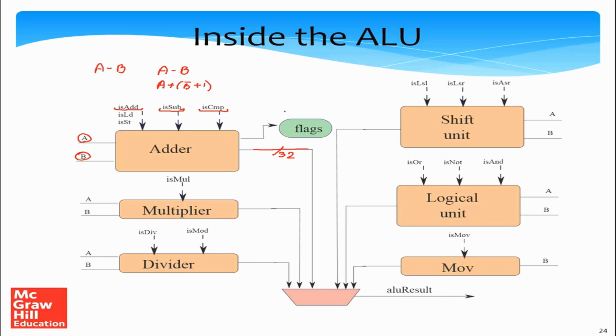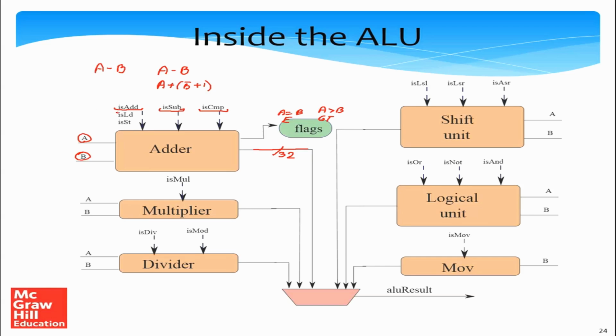So the flags will have 2 bits. If a is equal to b, we'll set bit e to 1, and if a is greater than b, then we will set the bit gt to 1. Otherwise, the default state of both the bits is 0. So that's the way that we can compare, and comparison and subtraction are the same thing. The only addition with comparison is that the flags in the flags register get set.